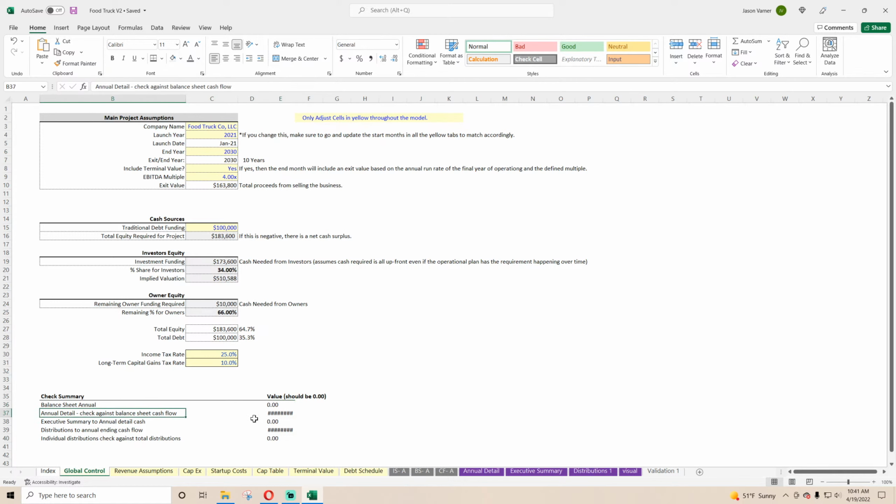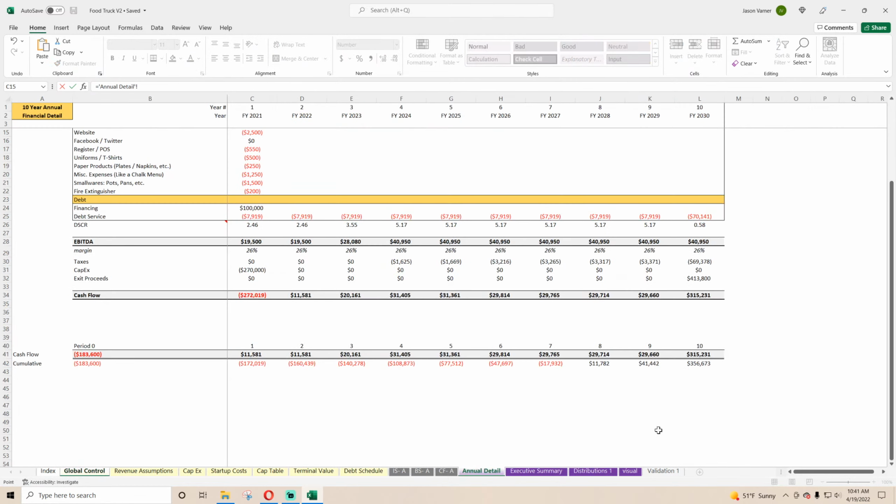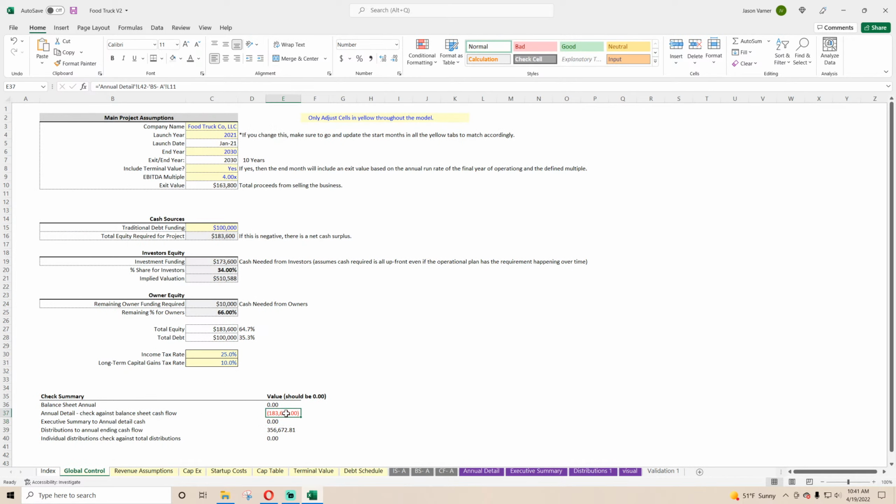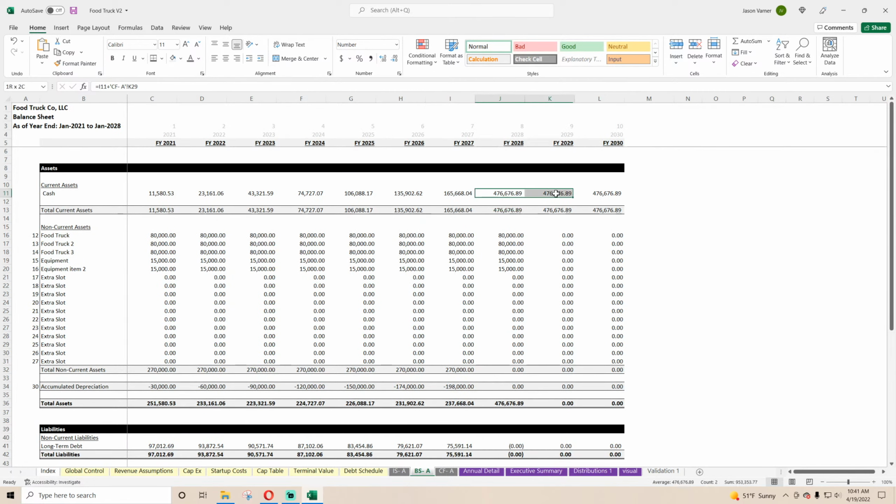Sanity checks. Annual check against balance sheet. So this is simply we take our annual here minus this, minus or plus initial equity required. Okay, let's make sure that works. If we do, okay, good. So that just goes to the end, perfect.